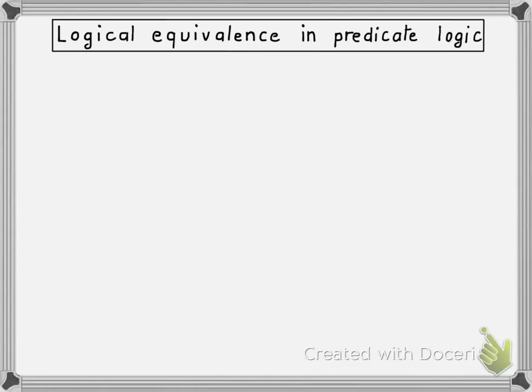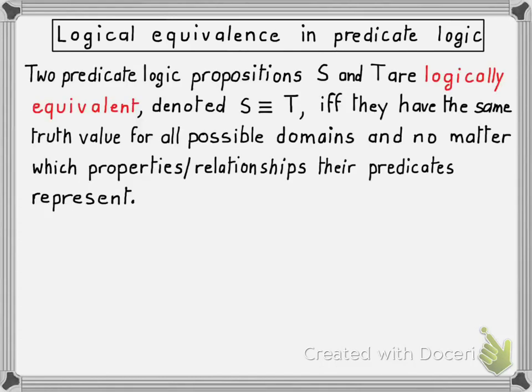However, the definition of logical equivalence in this system of logic is a little bit more complicated because now propositions can contain variables as well as predicates. So here is the definition for logical equivalence, denoted with the same symbol as in propositional logic. In predicate logic, we say that S and T are logically equivalent if and only if they have the same truth value at all times, and in particular, they have the same truth value for all possible domains of the variables that these propositions contain.